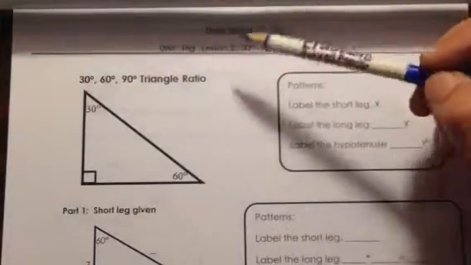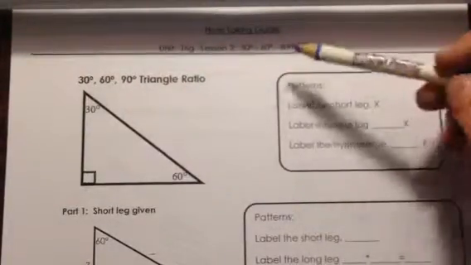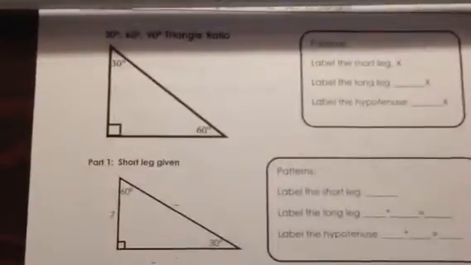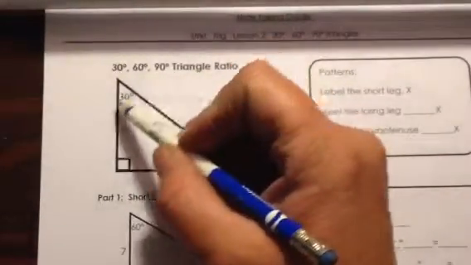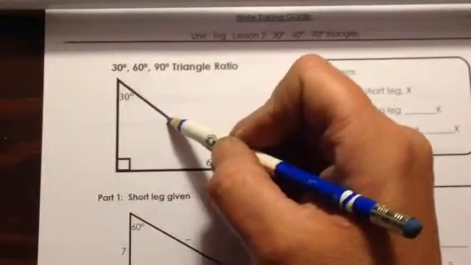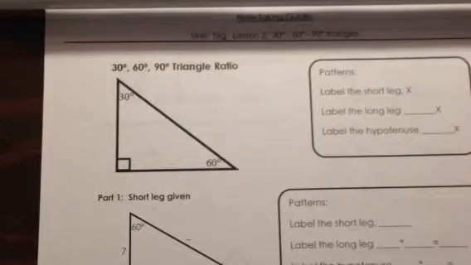Okay, this is Trig Lesson 2, 30, 60, 90 triangles. So, we talked about short legs and long legs and hypotenuse the other day. And we said the short leg was across from the 30-degree angle, hypotenuse across from the 90-degree angle.